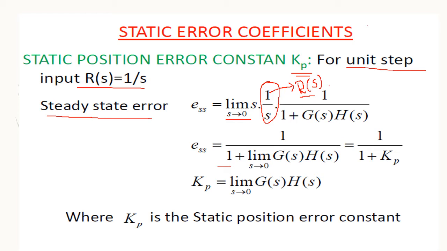So when s tends to 0, this whole function I can call Kp. That is the static position error constant. So the Kp formula is this: Kp is equal to limit s tends to 0 of G(s) H(s).